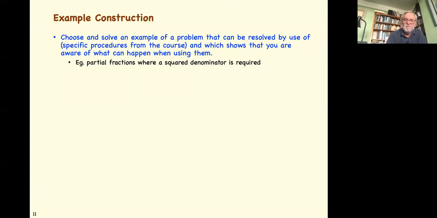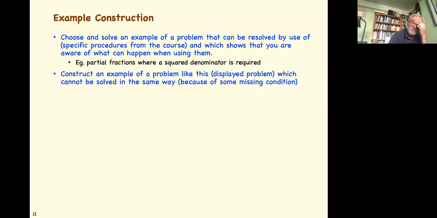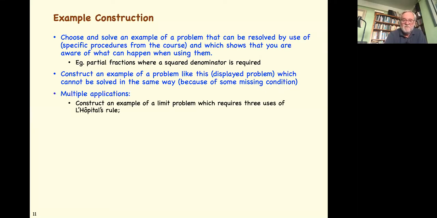For example, partial fractions where a square denominator is required. Construct an example of a problem like this, which you display, that cannot be solved in the same way because of some missing condition, and you know it's because of that condition. Or you can do it with multiple uses.